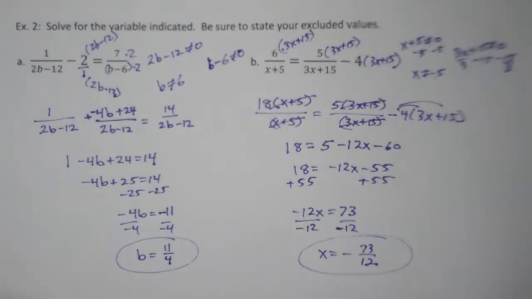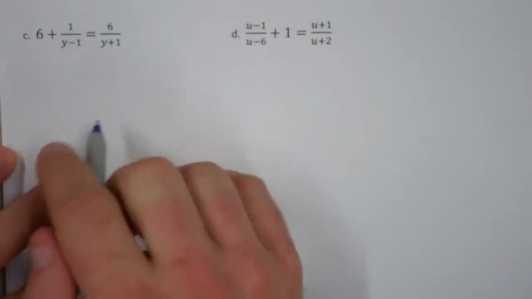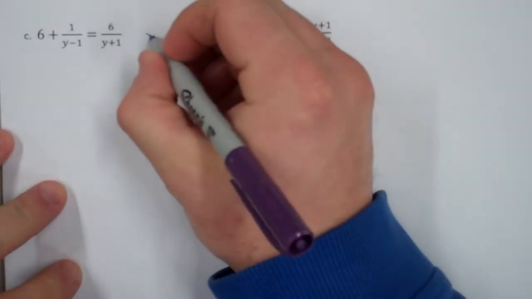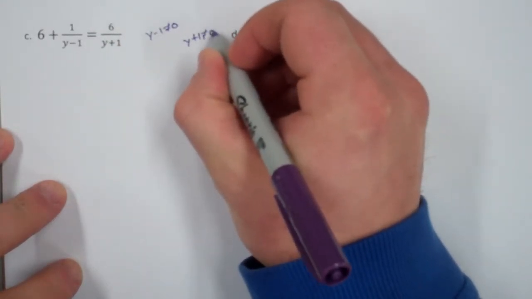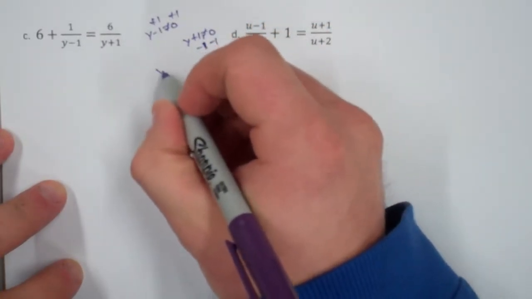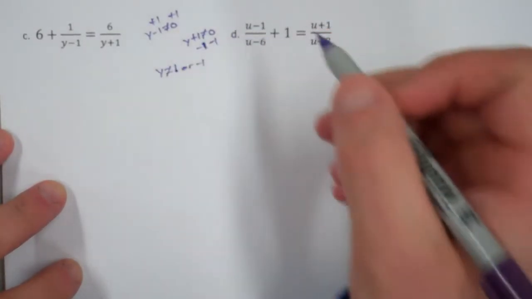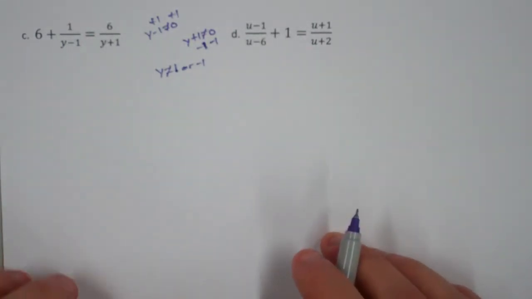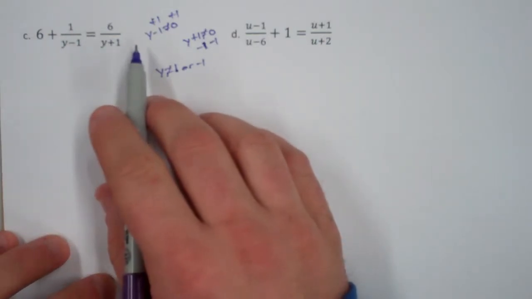We've got a couple more to do. So we'll keep working on those here. In part C, I'm going to try to make all the denominators the same, but before that, I'm going to look for my excluded values. So y minus 1 can't be 0. y plus 1 can't be 0. We'll add 1 and subtract 1 here. So y cannot be equal to 1 or negative 1. Let's work on solving this one then.